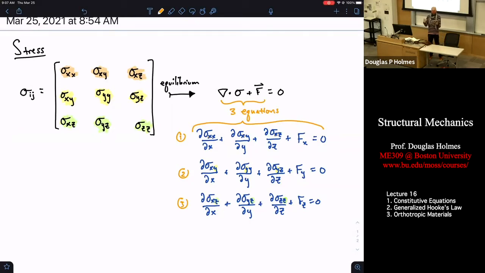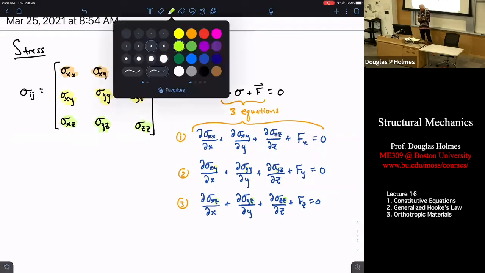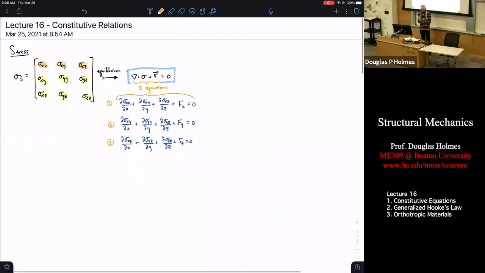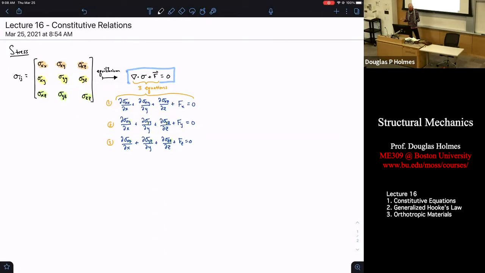Stress is a tensor. It's got components in X, Y, and Z, along with shear components in X and Y, X and Z, and so on. We require this equation to be satisfied for equilibrium. And this equation is really three equations tucked into one that look like this down here. The next thing we learned, are there any questions about stress equilibrium? I know I'm repeating myself, but I'm doing that for the sake of making sure that we are comfortable with these ideas.